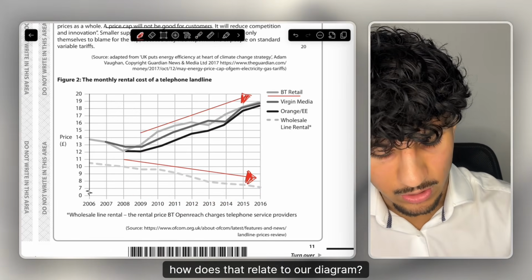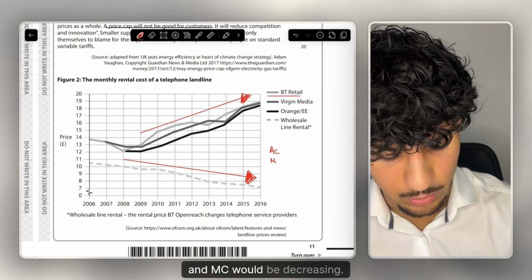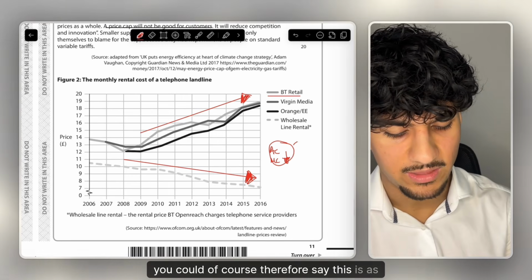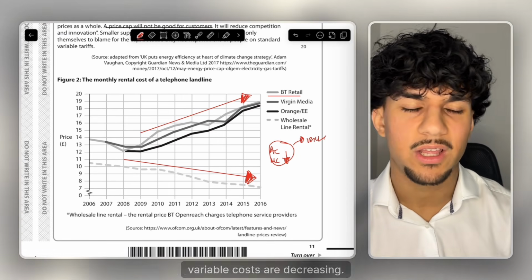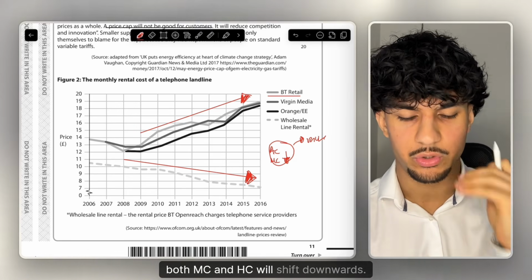How does that relate to our diagram? Of course, you can therefore say our cost curves, which are AC and MC, would be decreasing. And if you wanted to be more specific, you could of course therefore say this is as variable costs are decreasing, and of course if variable costs are decreasing, both MC and AC will shift downward.